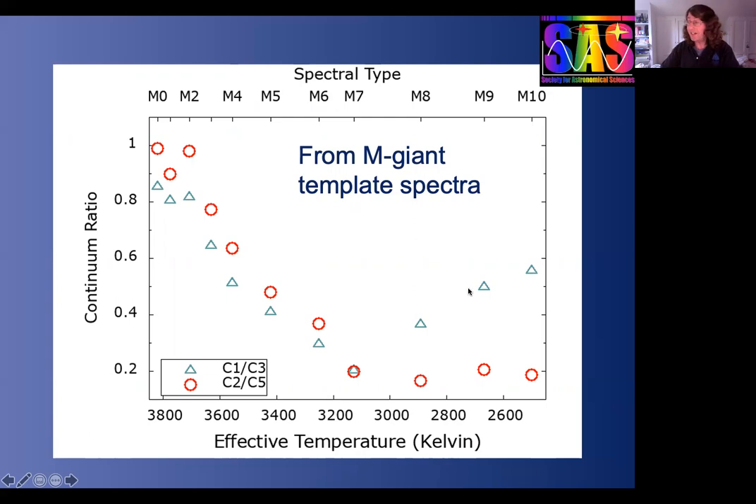Now, there is some aliasing because notice that M9 and M4 have about the same ratio value, right? But if we use it in conjunction with C2 to C5, that should be pretty constant out at M9 and M10. We ought to be able to work out from the C1 to C3 and C2 to C5 ratios what the spectral type of the star is, maybe even all the way out to M10.